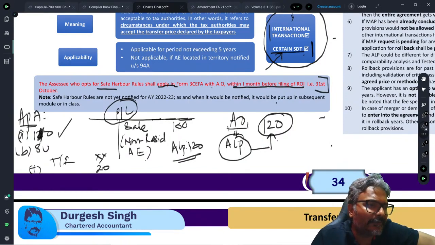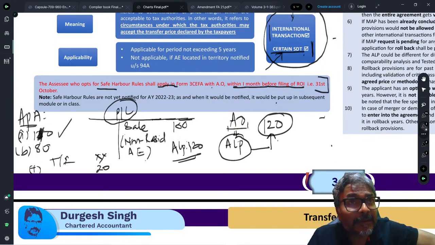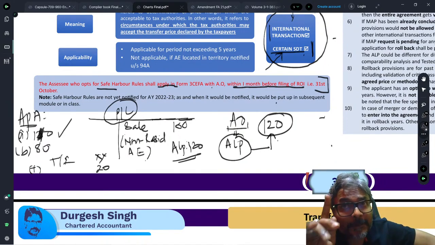But what if in the case of the APA of 80? Will the APA of 80, will that be considered for the purpose of rollback?